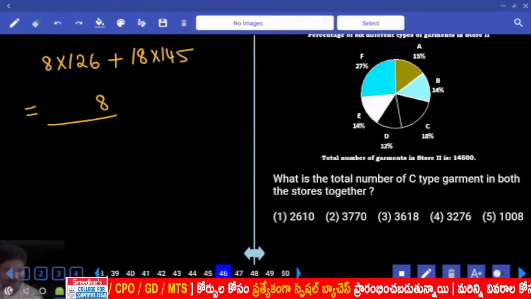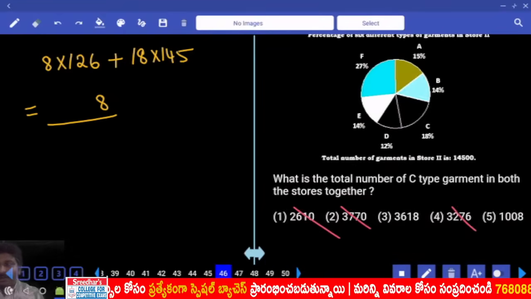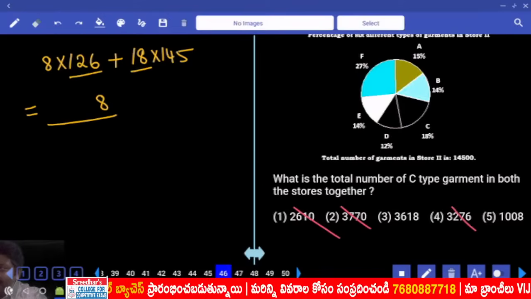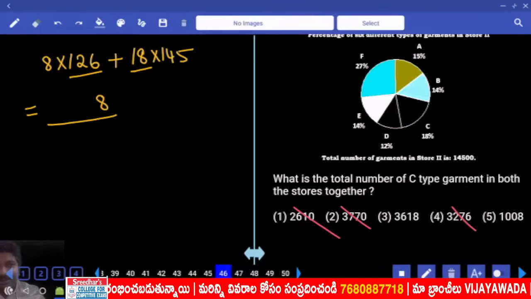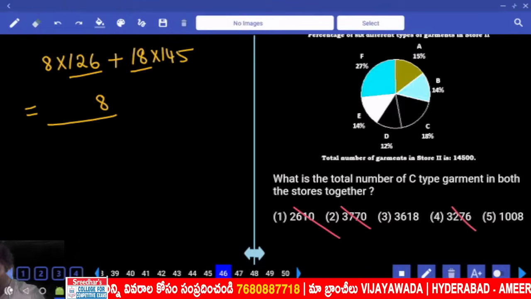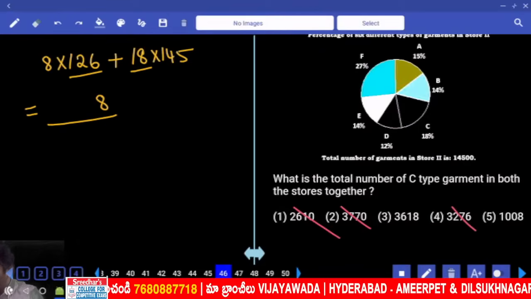Go to options. How many are there? 2 options are there, correct? Now this is 9 multiple. This is also 9 multiple. Then sum should be 9 multiple. Is your third option 9 multiple? That may be your answer, hold it. Is your fifth option 9 multiple? Yes, 2 options are 9 multiples.